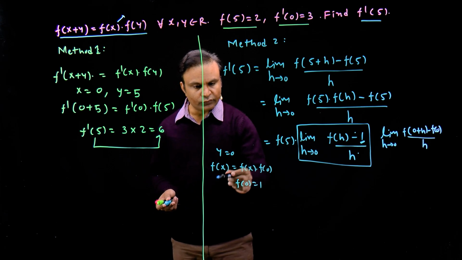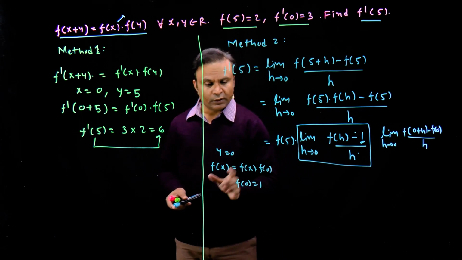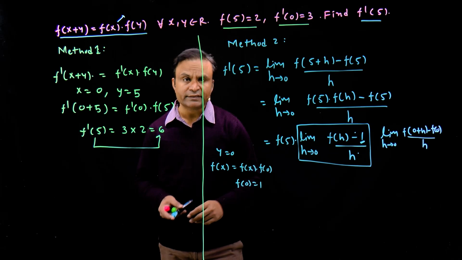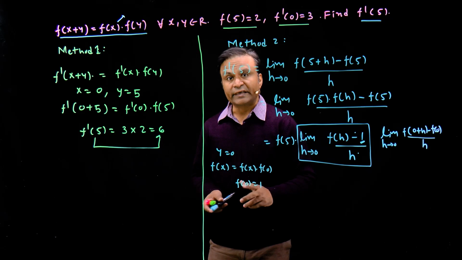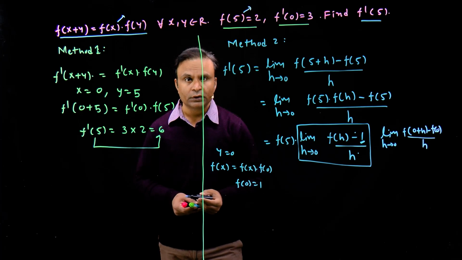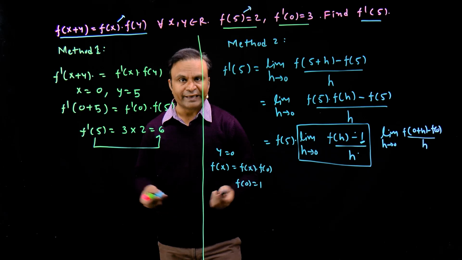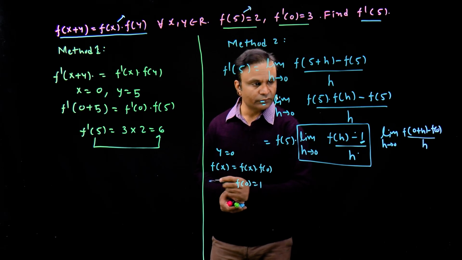Now one can argue why f of x is not equal to 0, because one of the possibilities from this equation is f of x is equal to 0. But if I put f of x is equal to 0, that will be for all x. But here I have f of 5 is equal to 2. So f of x is equal to 0 is ruled out. So f of 0 is equal to 1.